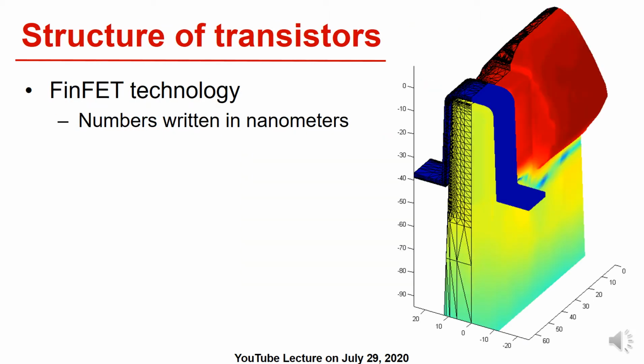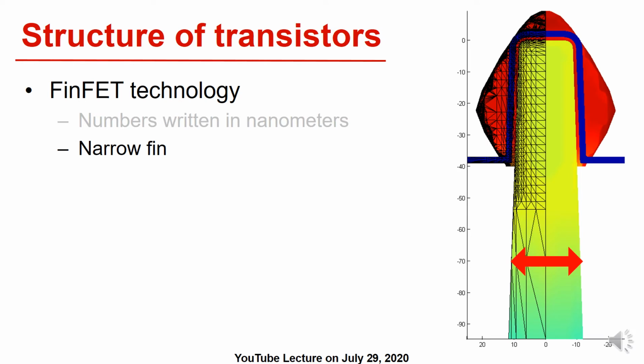Modern transistors have really complicated structures. For example, here we can see the three-dimensional half structure of a FinFET. Numbers are written in the nanometer scale.